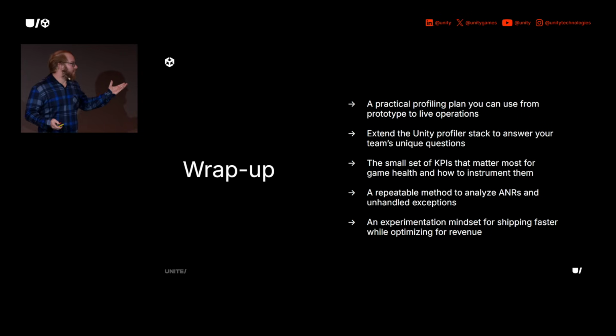It's always good, the stability of the game. So ANRs are really bad. So it's nice to always keep focus on that. And for us at least, experiment and ship faster is the way to go. Fail fast and move forward, iterate. And this is more or less how we profile a live game.